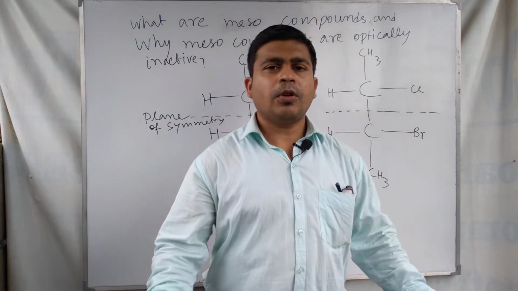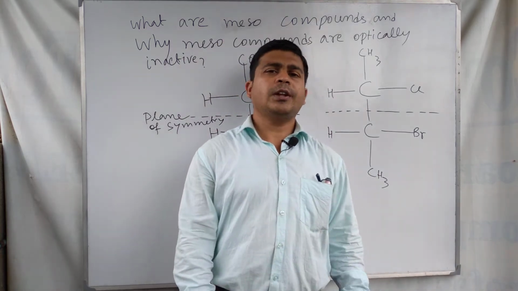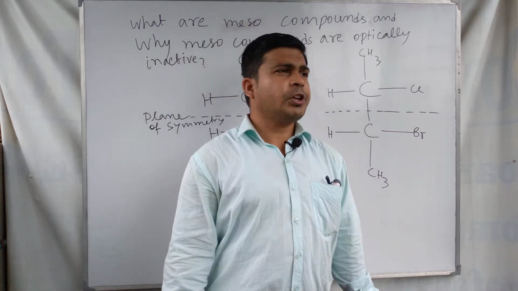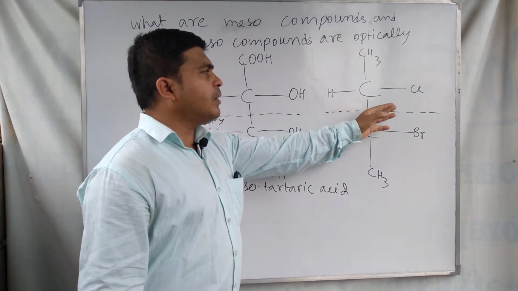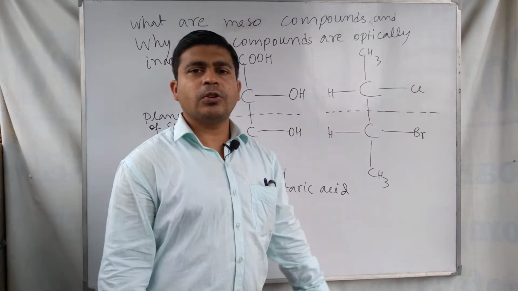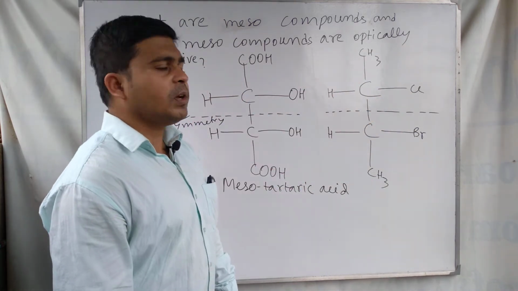The discussion is about meso compounds and why meso compounds are optically inactive. A meso compound is a compound that has a plane of symmetry, a plane that divides the molecule into two equal halves.